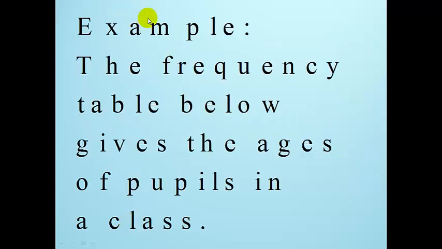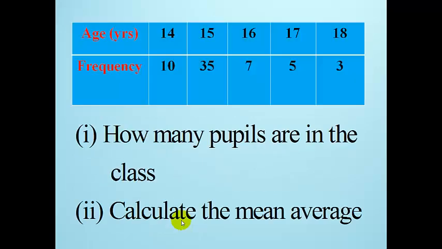Let's take a look at this example and see how best we can find the mean from the table. The frequency table below gives the ages of people in the class. So we have the age in years and this is the frequency. The number of students who are 14 years in the class is 10. 35 students are 15 years. 7 students are 16 years. 5 of the students are 17 years. And 3 of the students are 18 years.